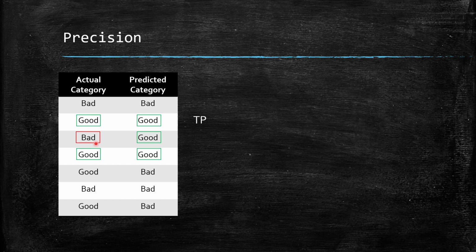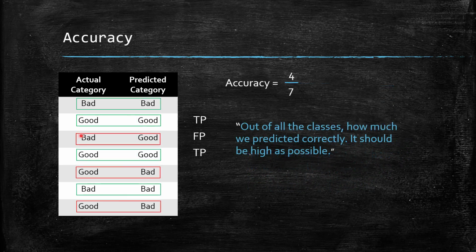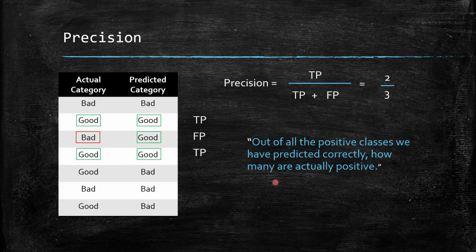Okay, so if I just write it down, here this is our true positive, right? And by applying similar logic, this is our false positive, because we predicted something good but it is actually not true over here. And this is again our true positive. So our precision will be true positives over the true positives plus the false positives, which is nothing but 2/3 over here, right? So precision is basically telling me, out of all the cases we predicted as positive, how many are actually positive. That's the precision.